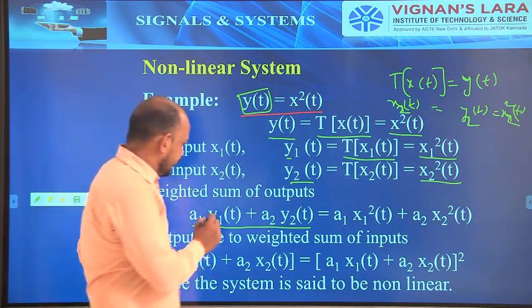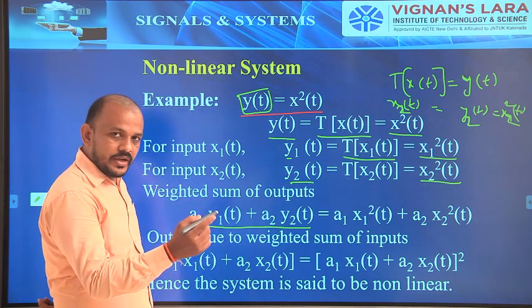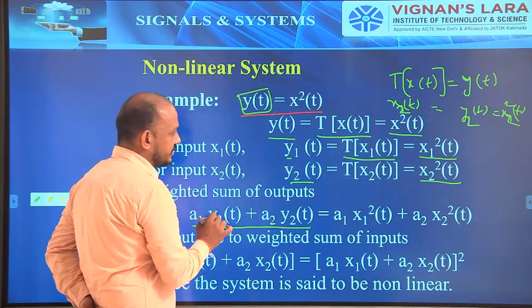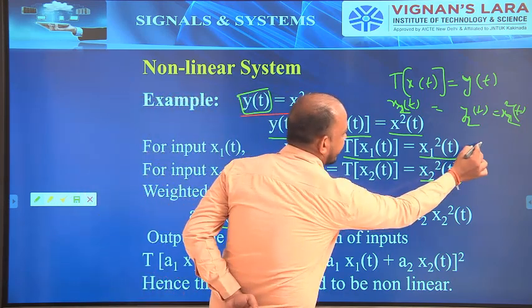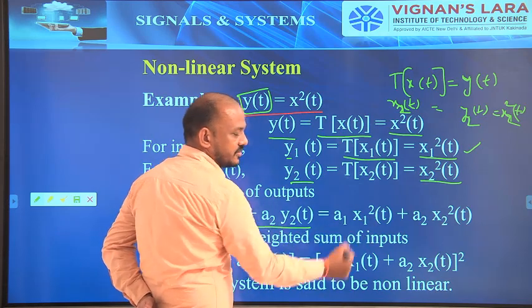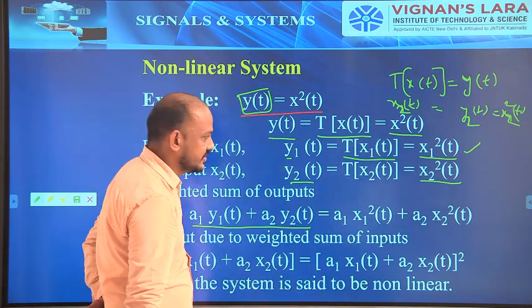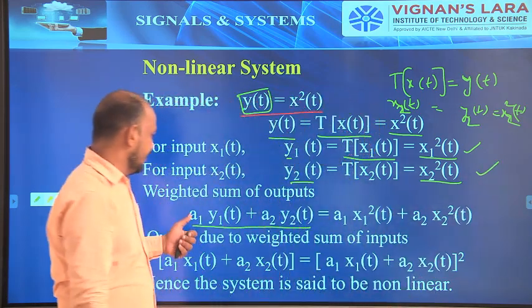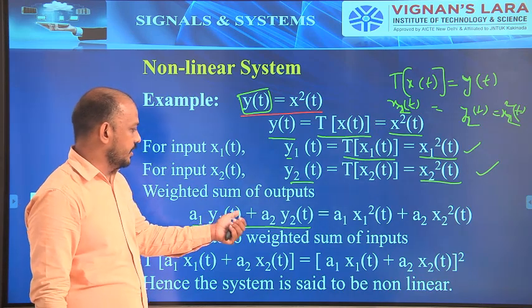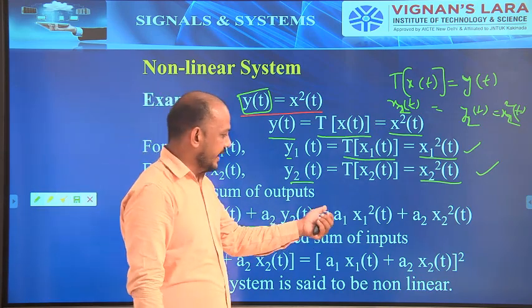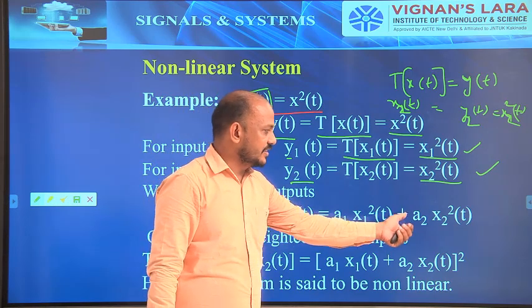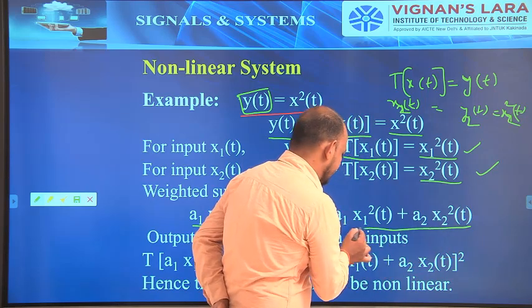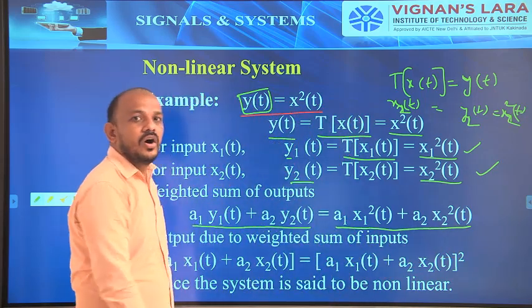So a1 y1 of t plus a2 y2 of t will be equal to what? a1 as this. What is the value of y1 of t? The value of y1 of t is x1 square of t. So a1 x1 square of t plus a2 as this. And what is the value of y2 of t? y2 of t value is x2 square of t. So the weighted sum of outputs, a1 y1 of t plus a2 y2 of t, will be equal to a1 x1 square of t plus a2 x2 square of t. Okay, so this is the weighted sum of outputs.